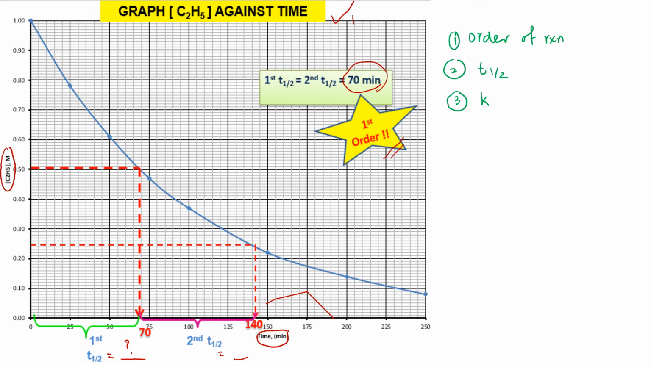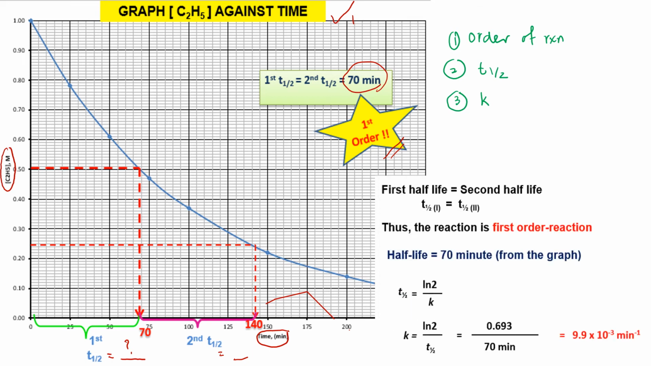So from here, the first half-life equals the second half-life. Thus, this is a first order reaction. So that settles the first part. The second part, the question asks for the value of the T-half. So the value of the T-half is 70 minutes from the graph.